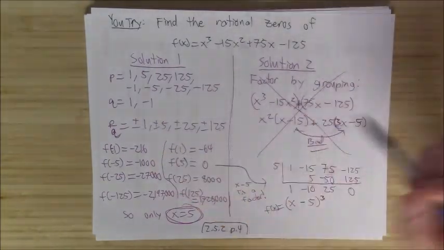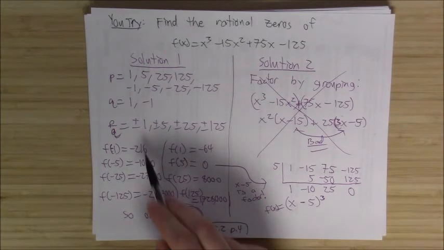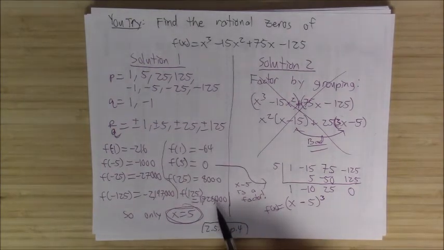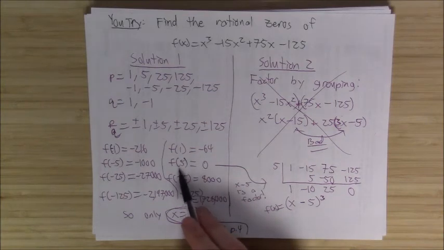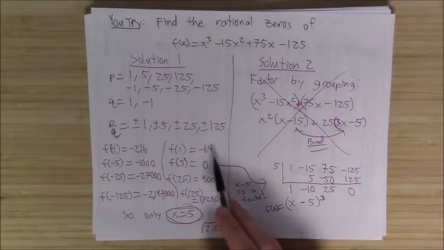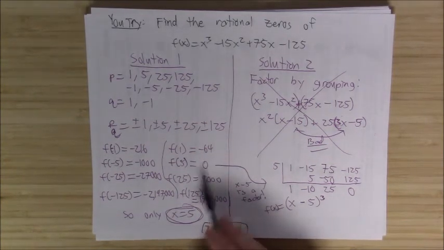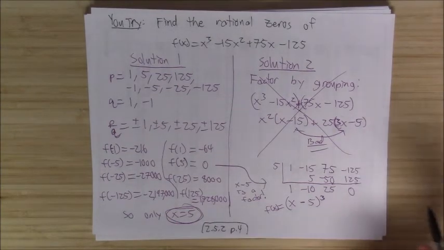Here, this is our list of rational zeros. Trying out each and every one of them on my calculator, these are the answers I got from plugging them in. We see x equals 5 as a 0, and that's the only one of these that gives us a 0, so only x equals 5 is 0.